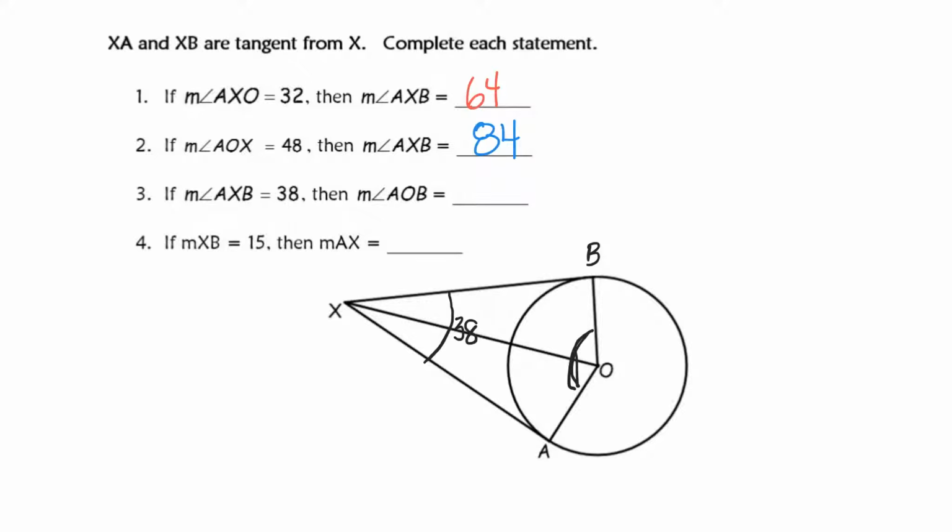So if we recall, these two have to be supplementary. So we know 180 minus 38 is going to be 142. So angle AOB is 142.